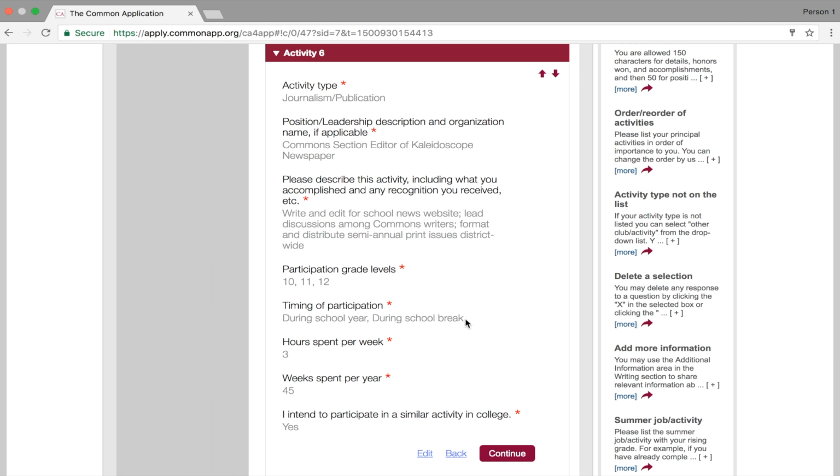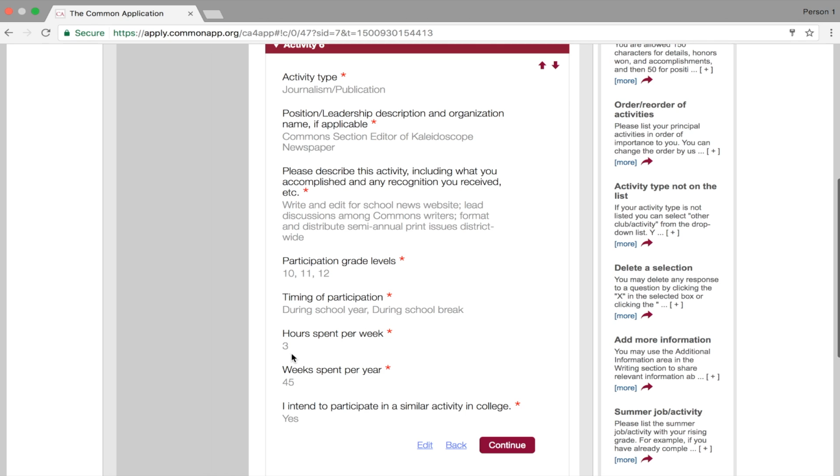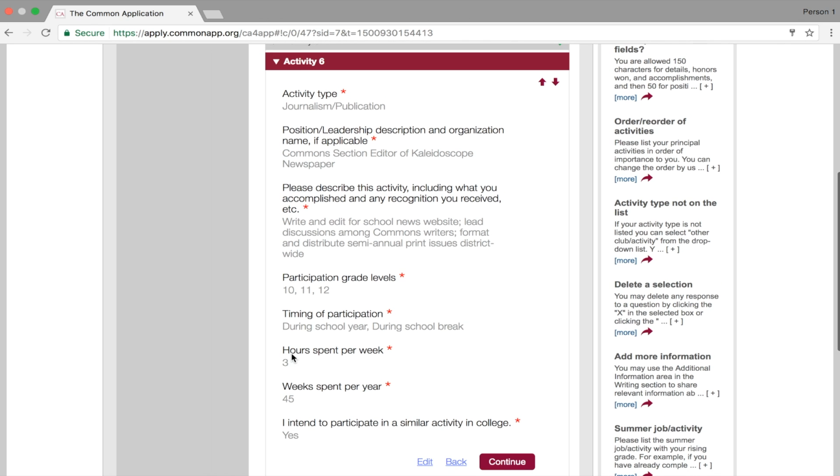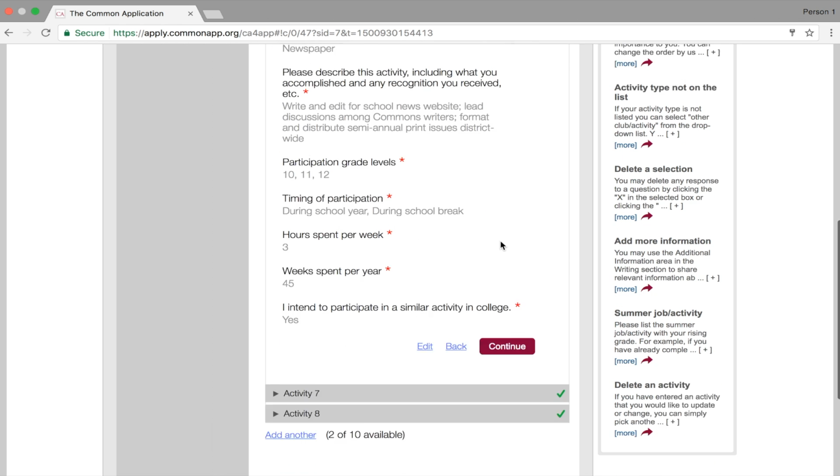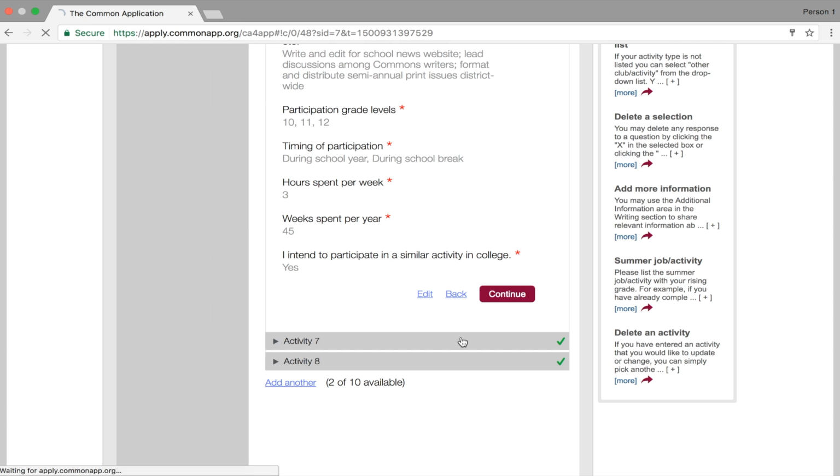Yeah, we would work during school breaks too. School newspapers, they're just such a time commitment. We would work over winter break, and therefore, I don't know, I put down 45 weeks spent per year. Yeah, so this is kind of a description that you would want to write, especially if you don't have awards that take up like half of your character count. Anyway, what was number 7?